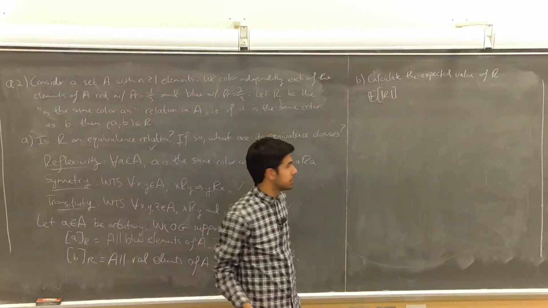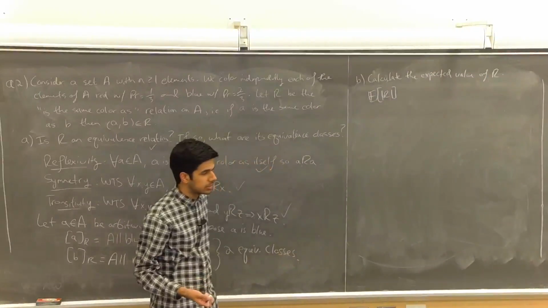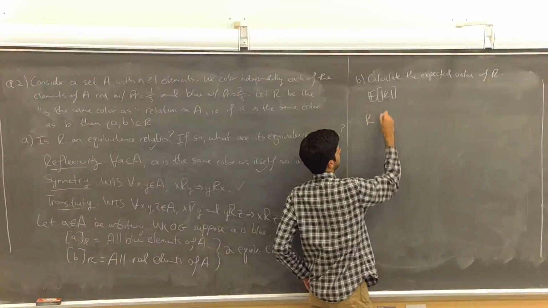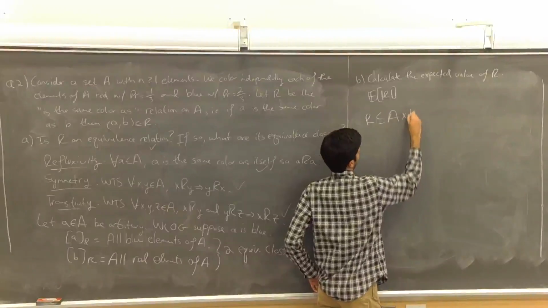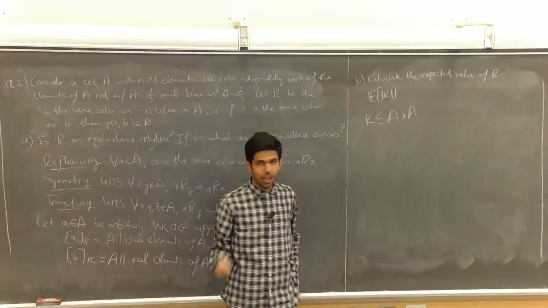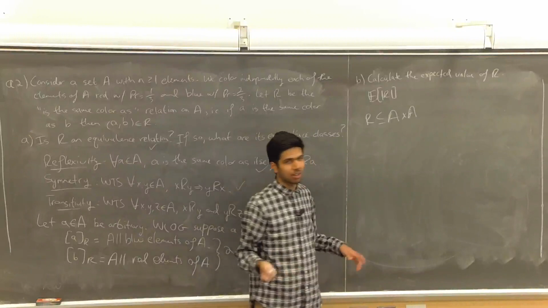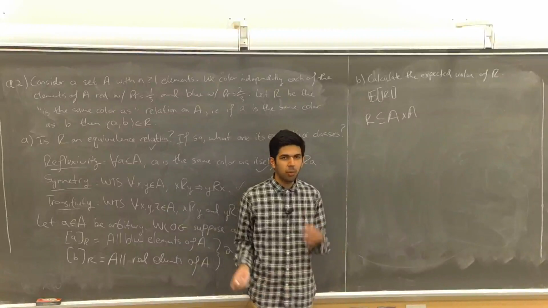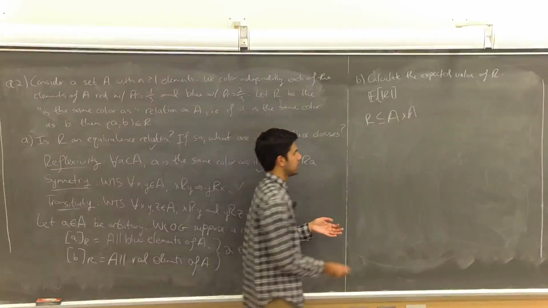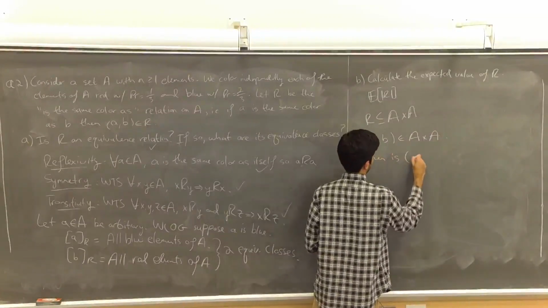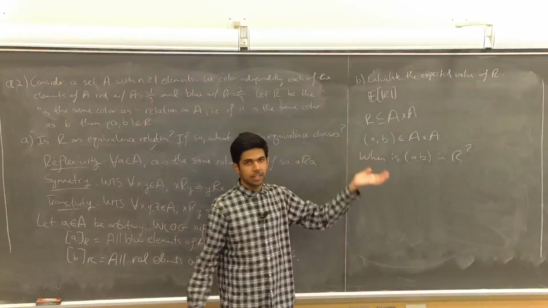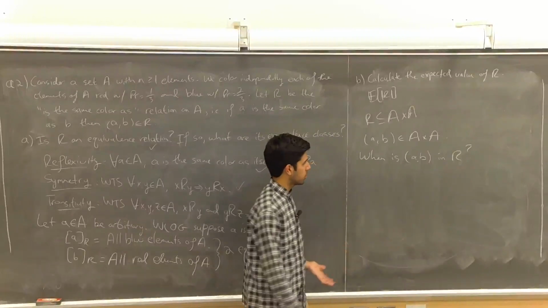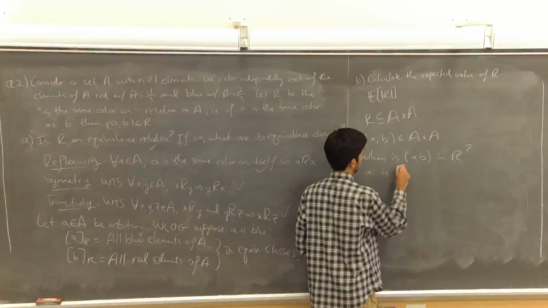So now we're asked to compute the expected value of the cardinality of R. Well, how is this going to work? We'll start from the fact that R is a subset of A cross A. So for every single possible pair in A cross A, it may or may not be in R. But when is a pair in R? For an arbitrary (a, b) in A cross A, when is (a, b) in R? Well, that occurs when a is the same color as b.